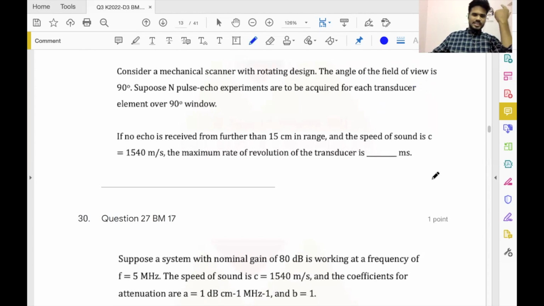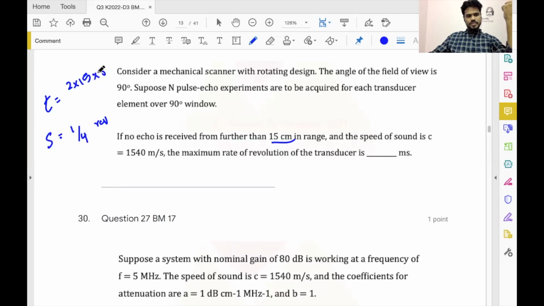Okay. Now consider a mechanical scanner. So this is speed, distance, time, and polar coordinates. We know the time. The distance is a 90-degree window, that is 1/4 of a revolution. So time can be based on the maximum depth. Time is distance by speed, and the distance is twice this, 2 times 15 centimeter.